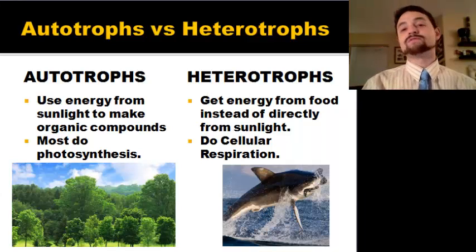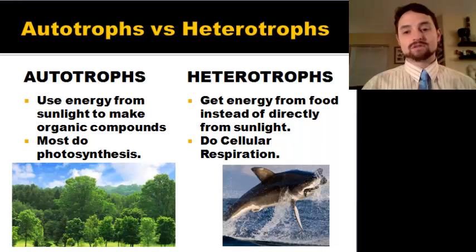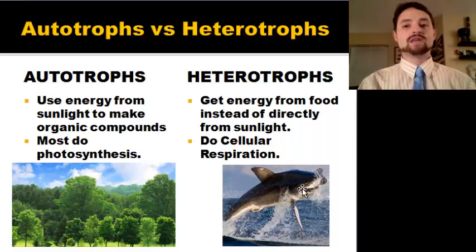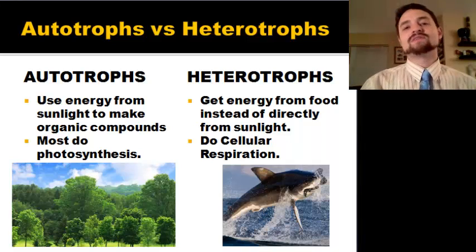Heterotrophs get energy from food instead of directly from sunlight. So these are the organisms that have to consume something else. They do a process that we call cellular respiration. Of course, you can see an image here of the great white taking down some kind of prey. I had to pick a picture that wasn't too violent. But you can see there that it's having to eat something else.